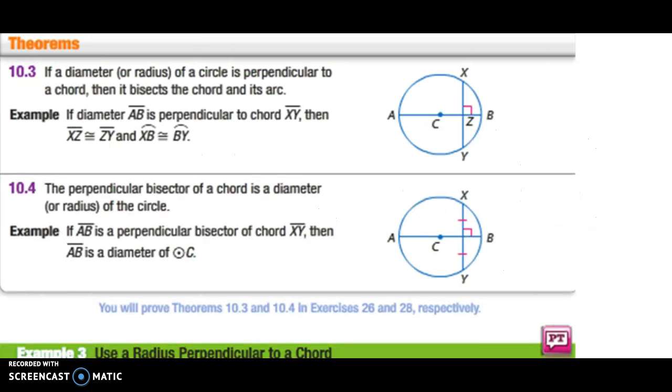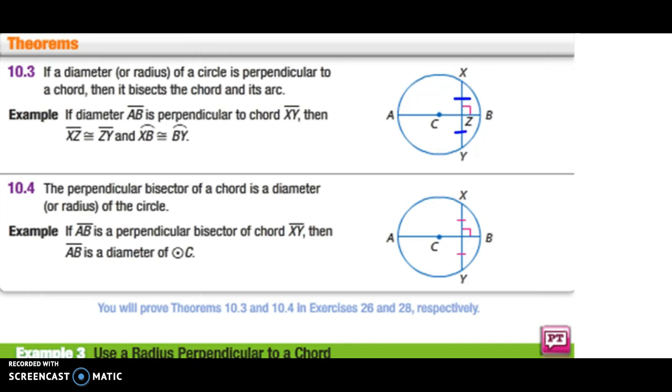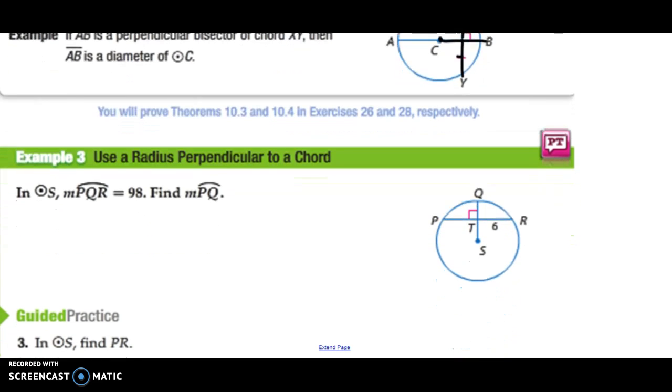So here's a couple more theorems. Theorem 10.3. If a diameter or radius of a circle is perpendicular to a chord, then it bisects the chord and its arc. Meaning, this length is the same as this length. Theorem 10.4 says the perpendicular bisector of a chord is the diameter or radius of the circle. So now they're saying vice versa. If we know that these two are congruent, then this right here, CB, is going to be perpendicular, or it's going to be the center, or the radius, or the diameter.